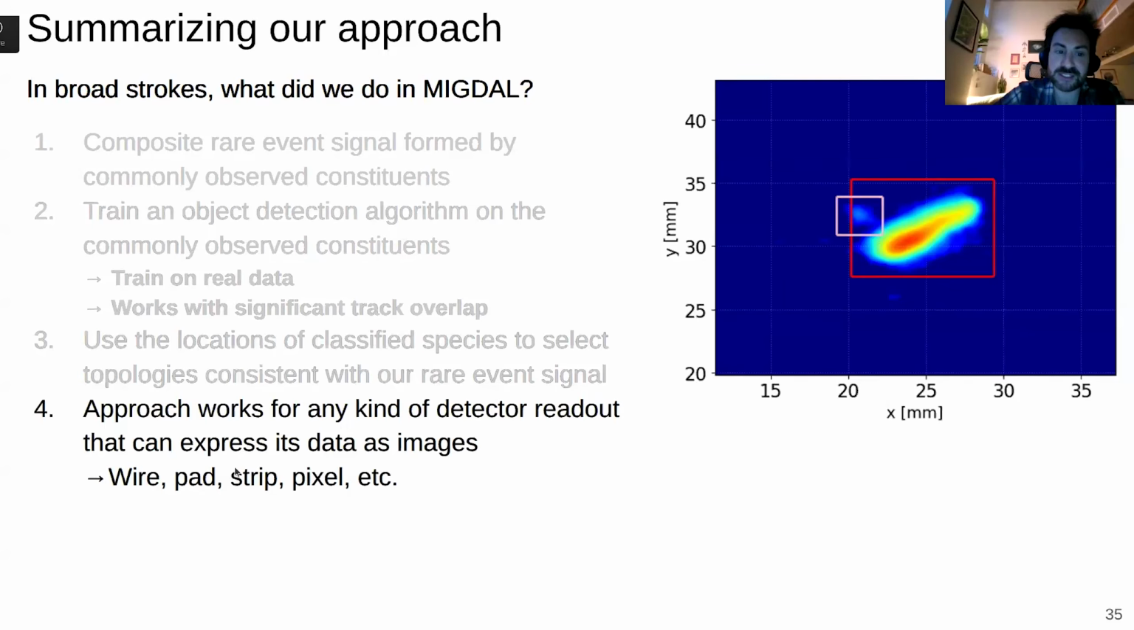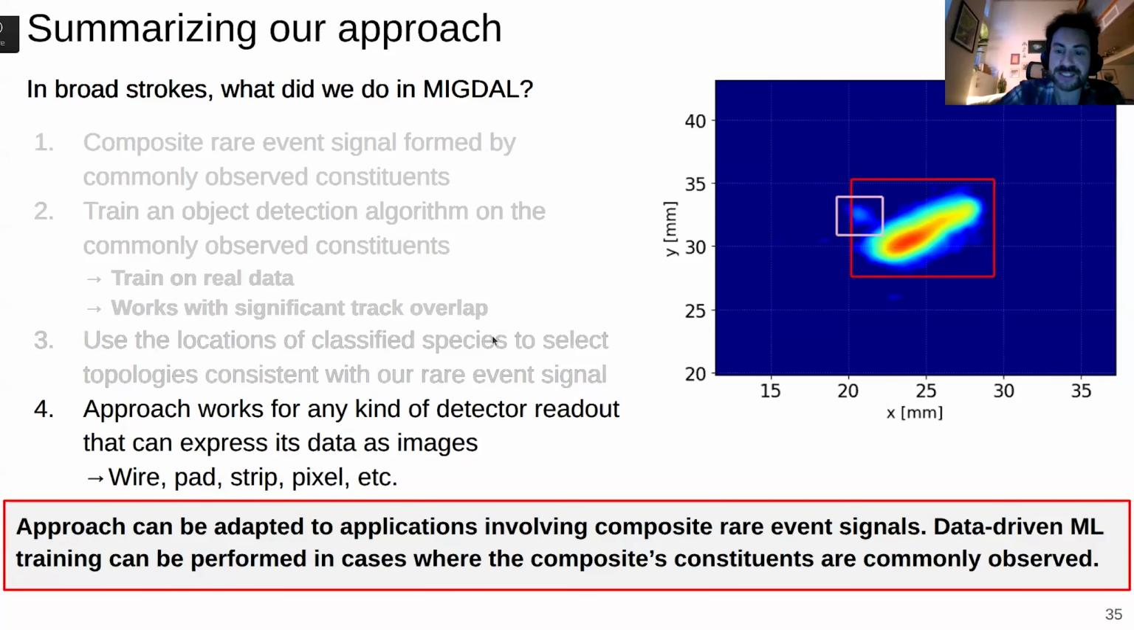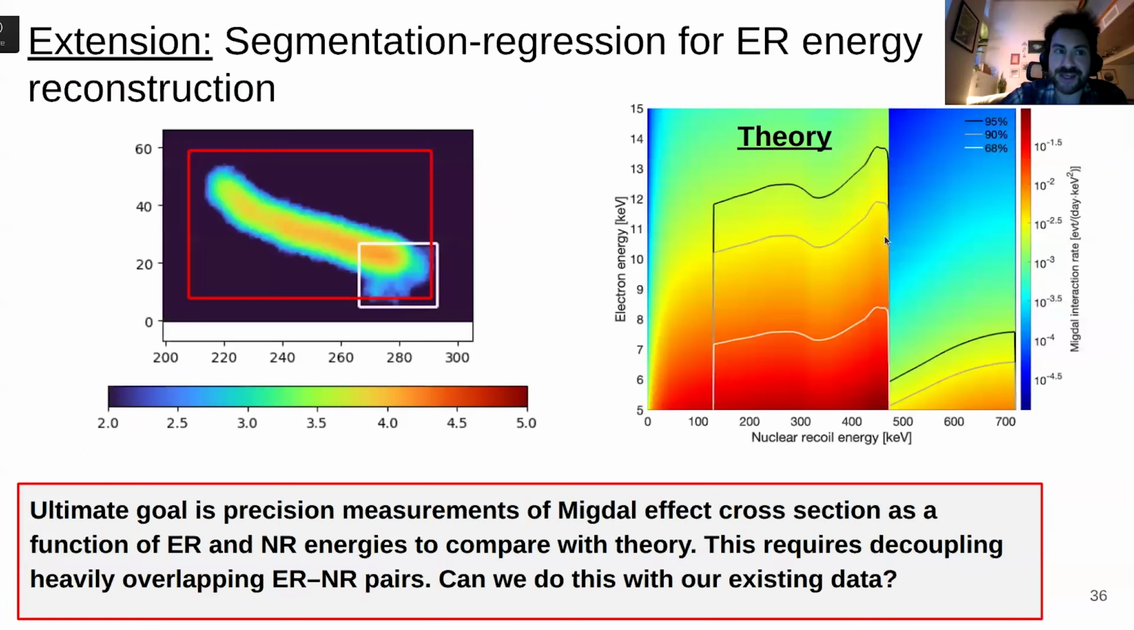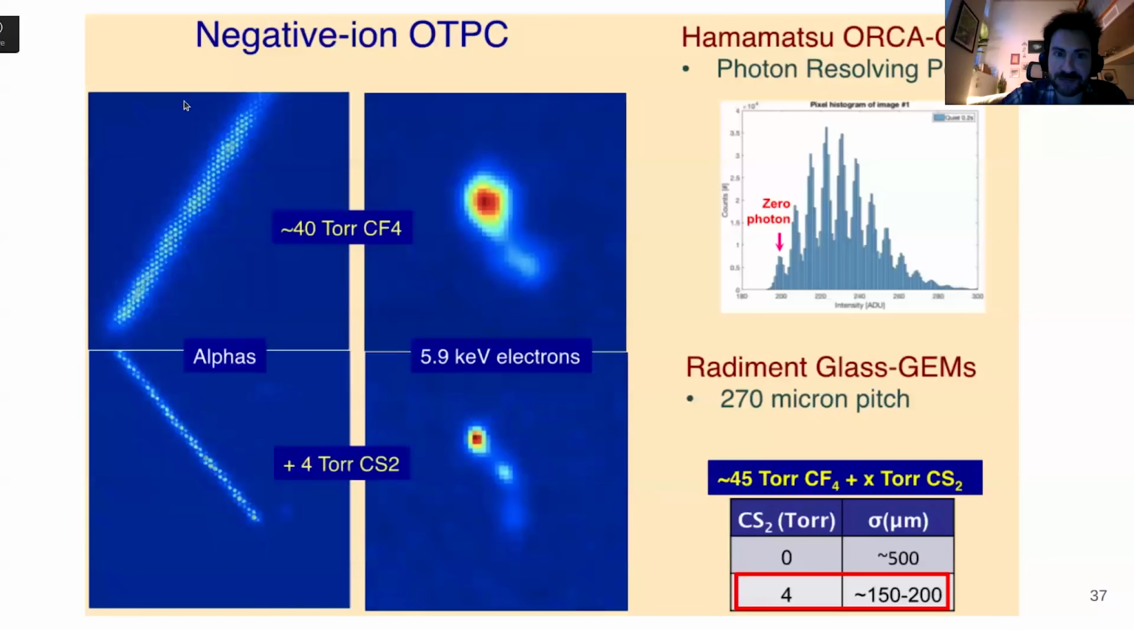You can really do this with any kind of detector readout that can express its data as images. So you're not limited to an optical camera. This is how this approach can be adapted to other experiments. In any case where you have a composite rare event signal, you could develop a pipeline like this. I'm going to come back to this in just a moment.